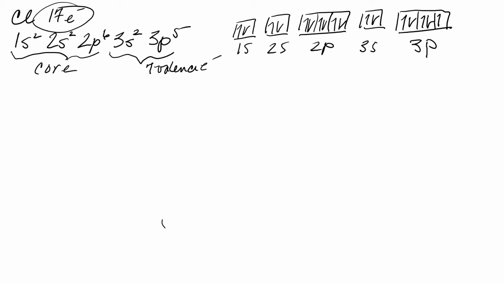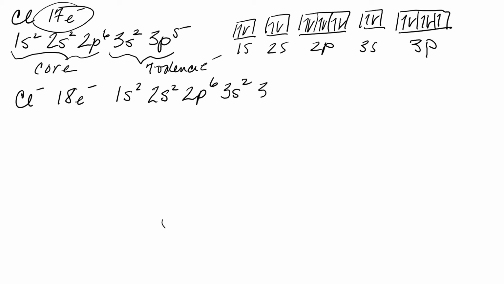Now, the nonmetals form ions by gaining electrons. And the driving force of that, of course, is what we've just talked about, the fact that they will gain the electron configuration of a noble gas when they gain those electrons. So the chloride ion has 18 electrons. The addition of that electron fills that 3p subshell.